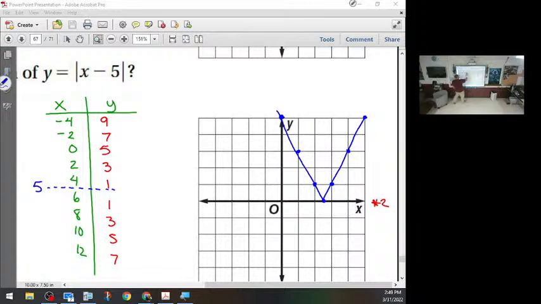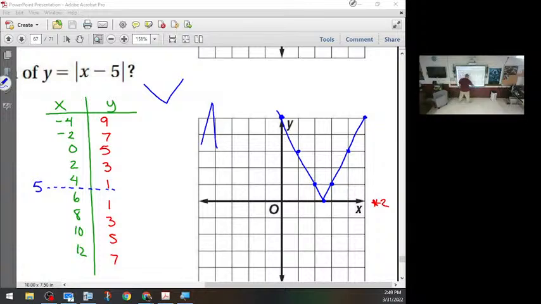Now, if the parent function of absolute value of x looks like this, I can start monkeying with it. I can stretch it. I can compress it. I can reflect it. I can translate it. So maybe it looks like this instead. If I absolute value the y instead of the x, that starts getting really weird.